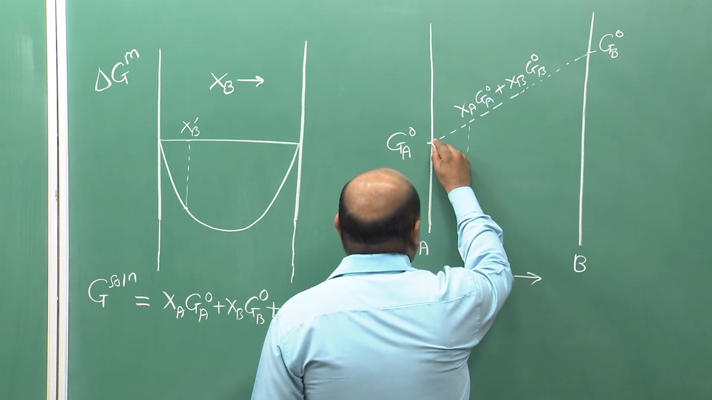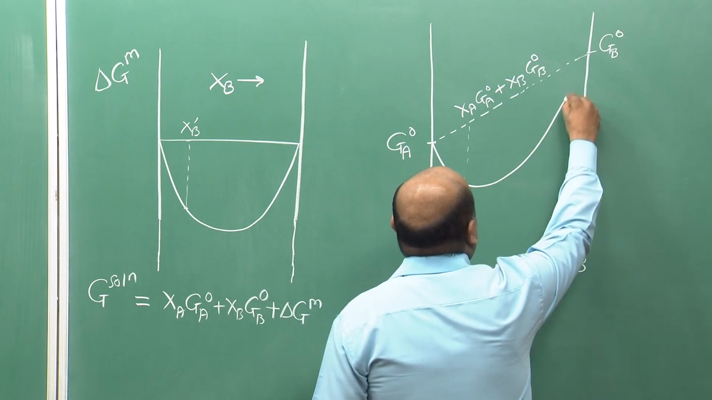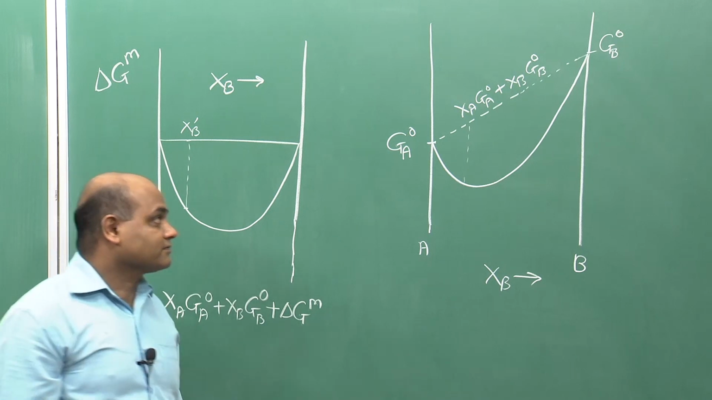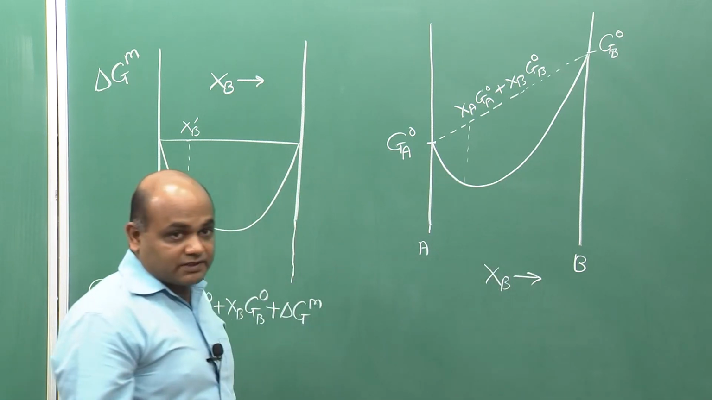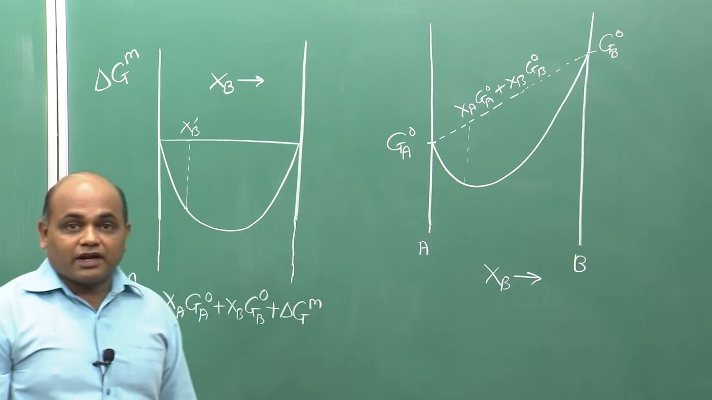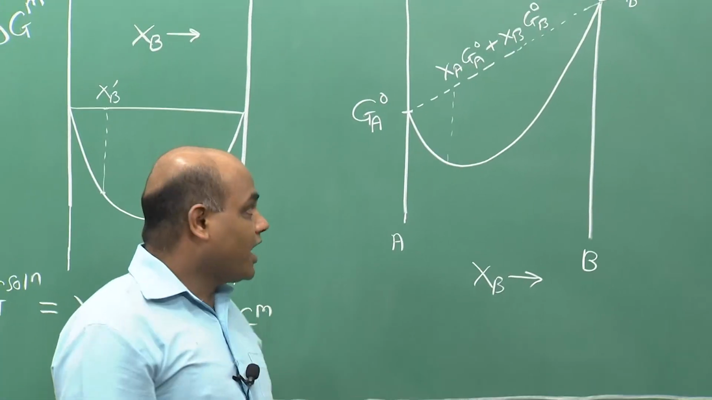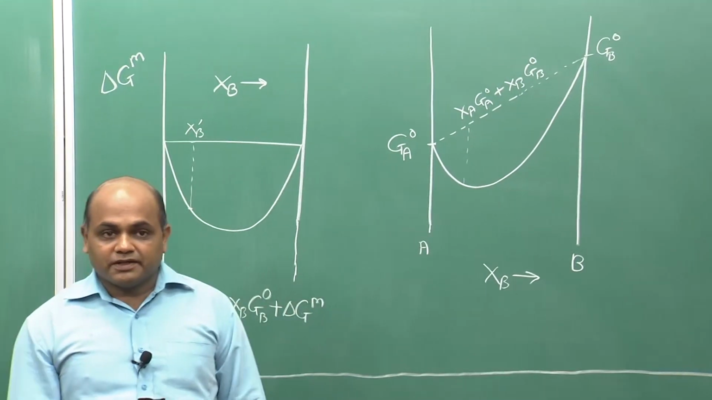So, if we plot at each composition, we will get a curve something like this. This is the absolute Gibbs free energy versus mole fraction. This is how the G solution versus composition curve would look like. However, we do not know the absolute values of Gibbs free energies, right.